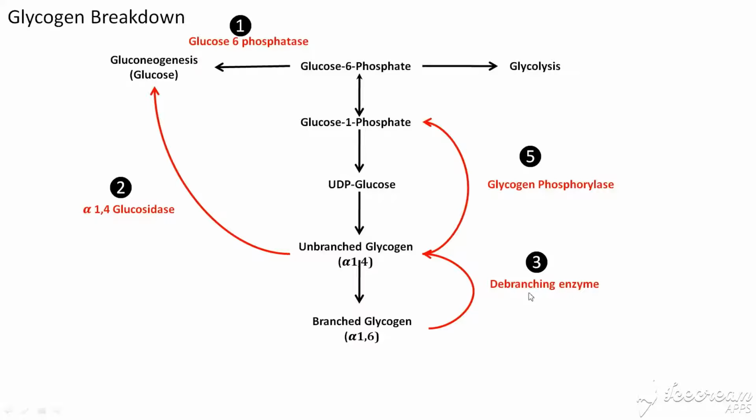Debranching enzyme, if you have a deficiency in debranching enzyme, this is going to be called type 3 glycogen storage disease. And if you have a deficiency in glycogen phosphorylase, this is called type 5 glycogen storage disease.